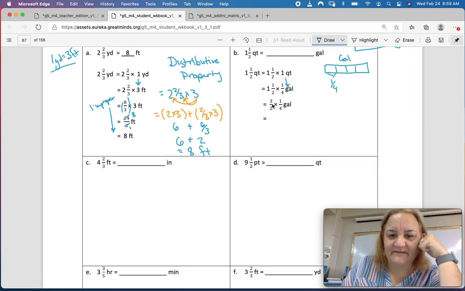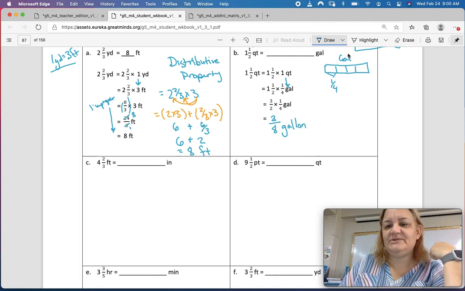And they've converted this into an improper fraction, so 2 times 1 is 2 plus 1 is 3. That's how they did that. And then we've got 3/2 times 1/4 equals, well, 3 times 1 is 3, and 2 times 4 is 8, 3/8 of a gallon.